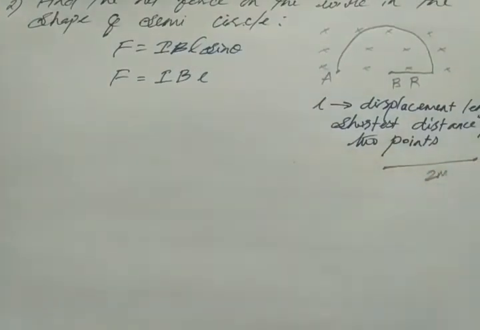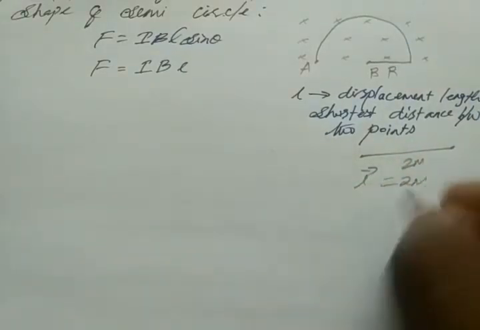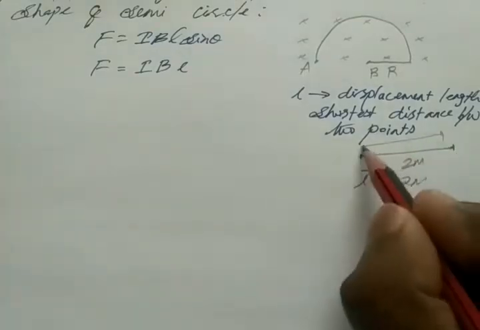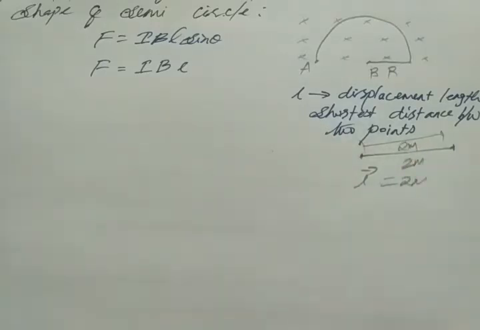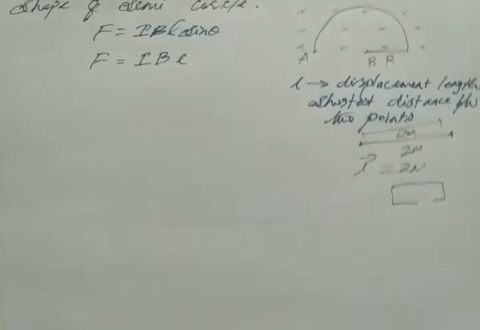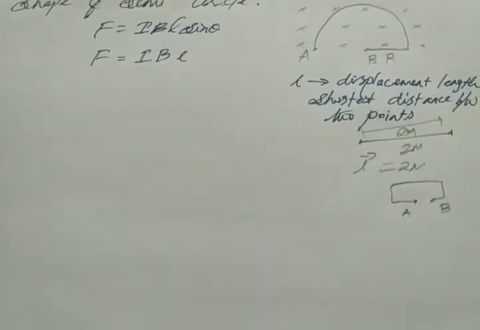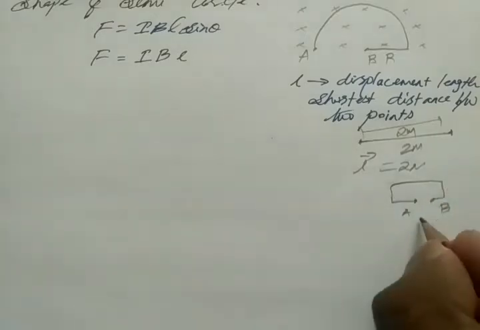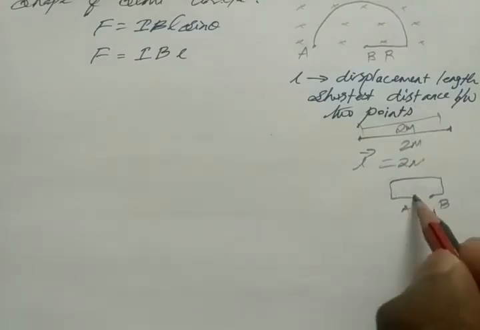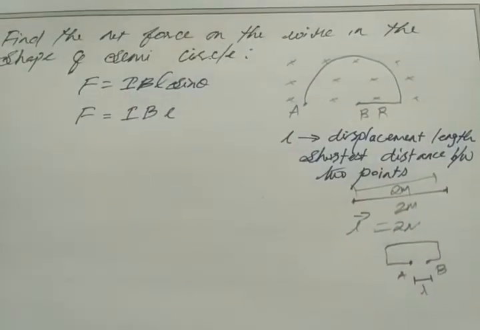If I take any kind of straight wire of 2 meters, then what is the displacement? What is the L vector? The L vector is 2 meters. Why? Because I have no choice, this is my shortest possible distance. But if you have this kind of structure, where my wire starts here and ends here, what is L? L is not this whole length, but the shortest possible distance from the initial point to the final point. This is my initial point A, this is my final point B, so this is my L. Clear?